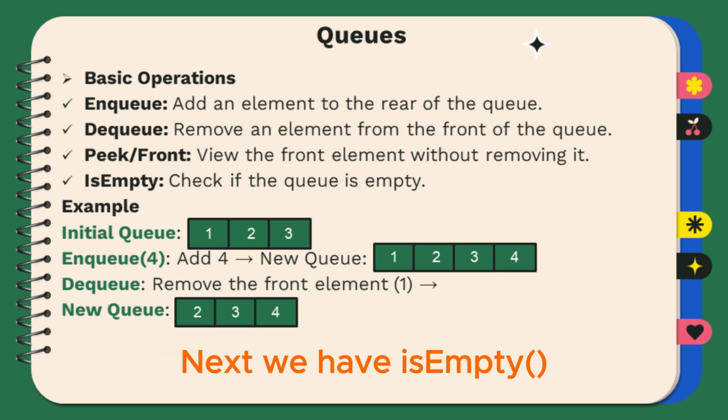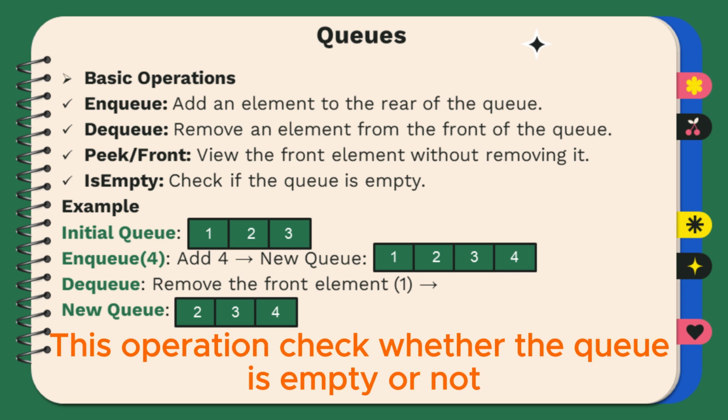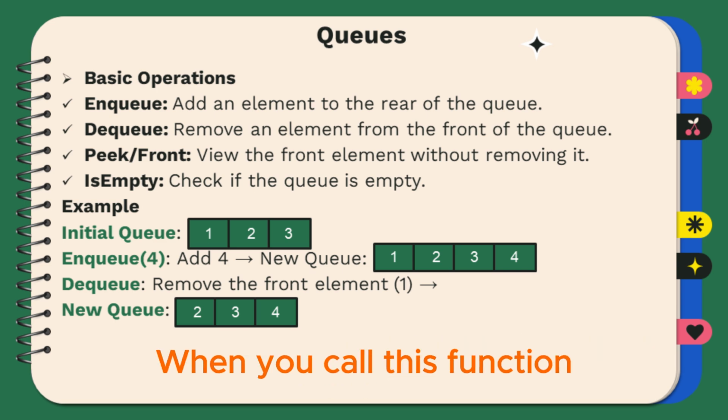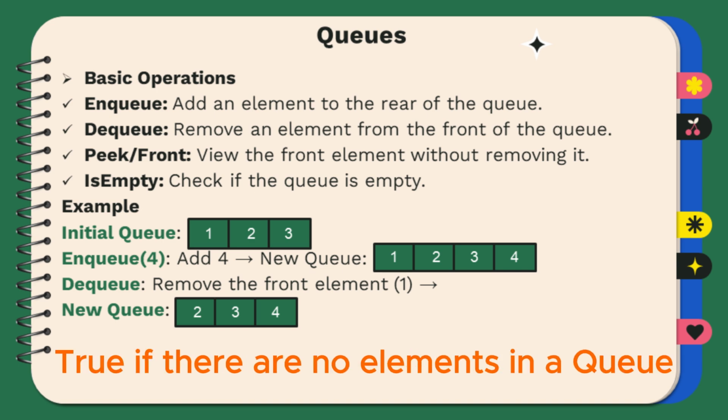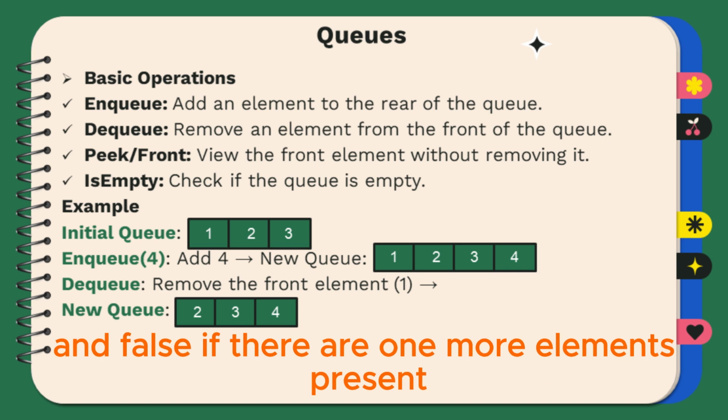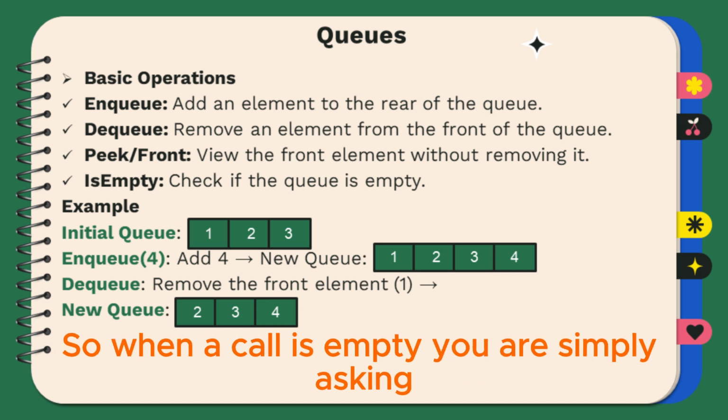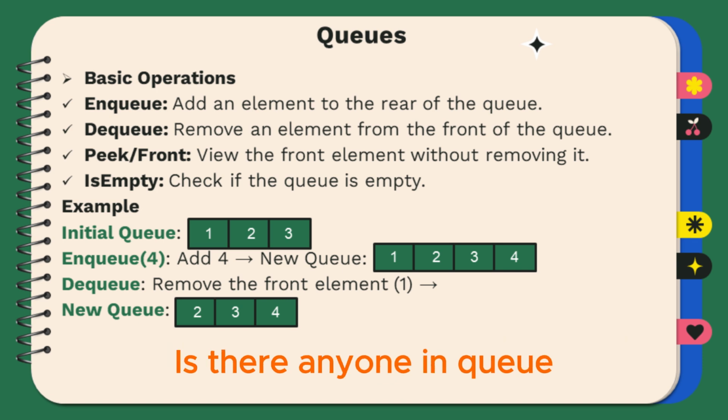Next, we have isEmpty. This operation checks whether the queue is empty or not. When we call this function, it returns a boolean value: true if there are no elements in the queue, and false if there are one or more elements present. So when we call isEmpty, you are simply asking, is there anyone in the queue?